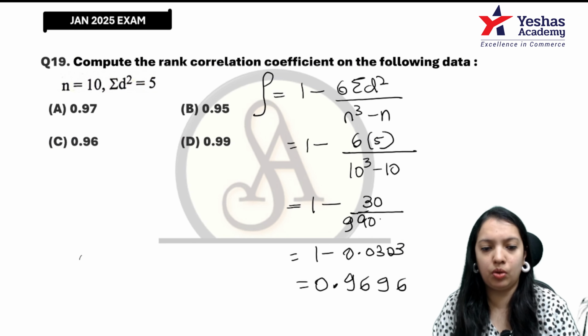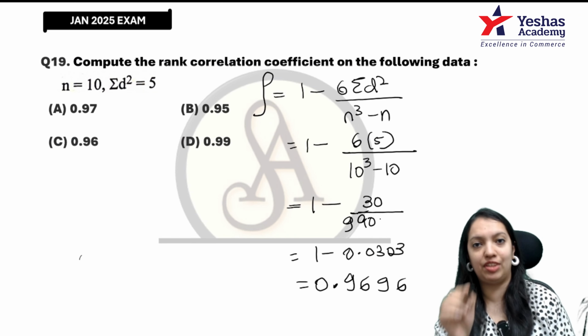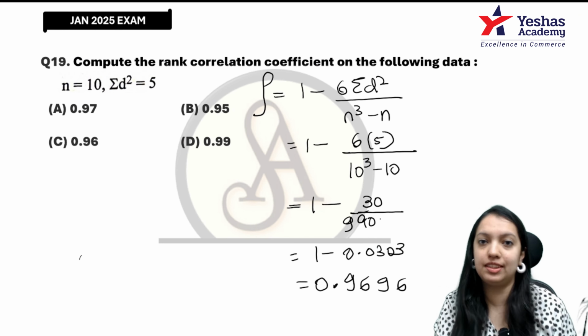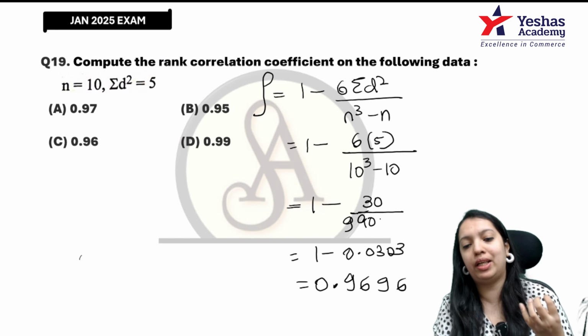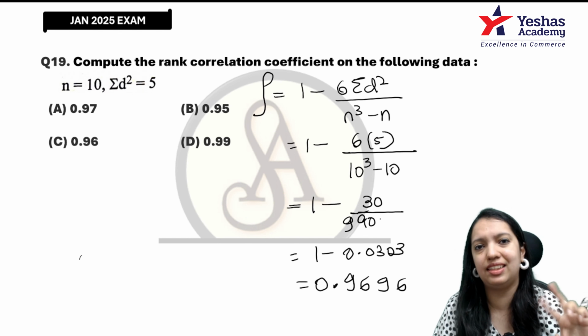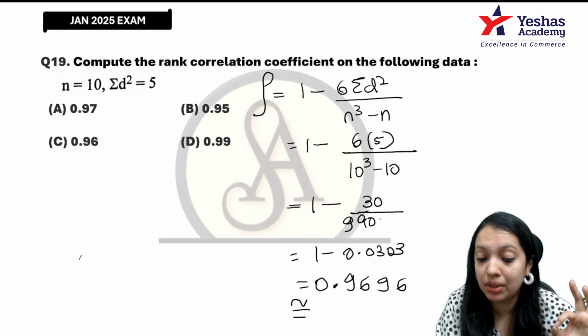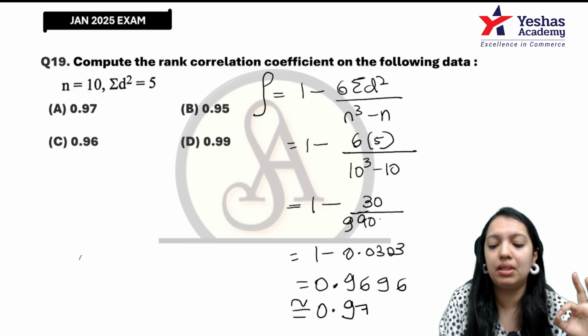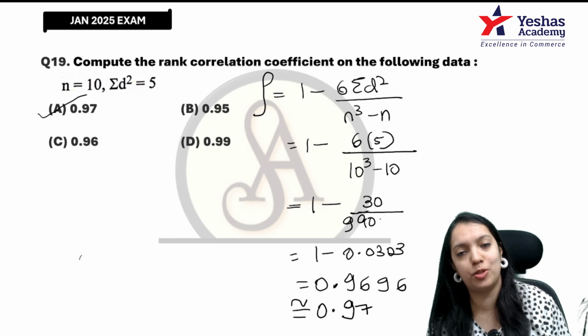Next question, compute the coefficient of rank correlation. This is given as rho equals 1 minus 6 summation d square, directly given 5, divided by n cube minus n, where n is given in the question as 10. Solve it, you get 0.9696. You need to take the approximate value. 0.969 becomes 0.97, which is option A.